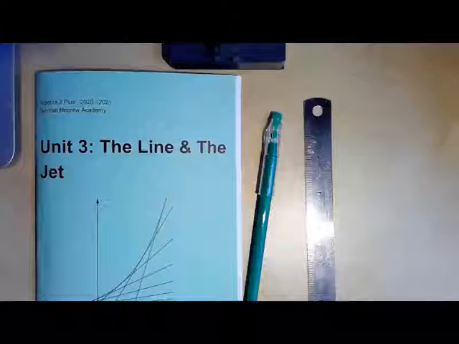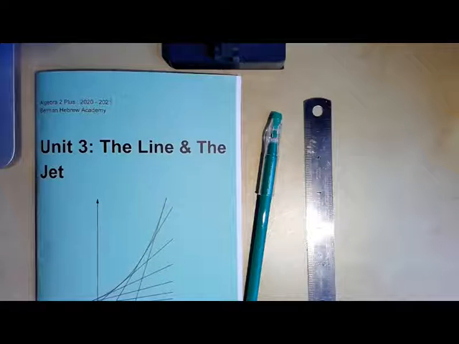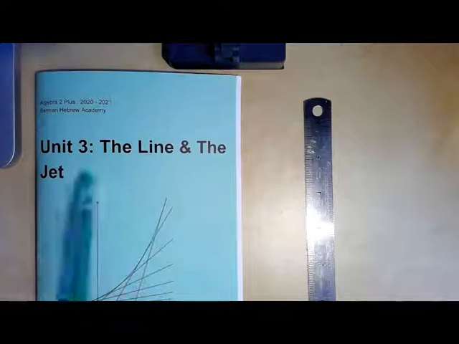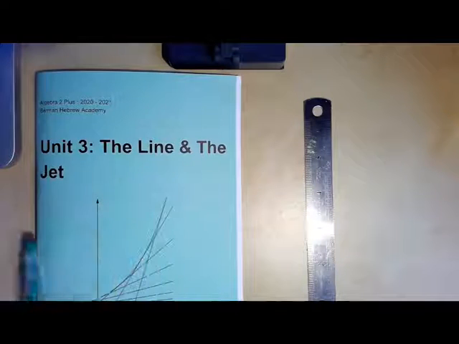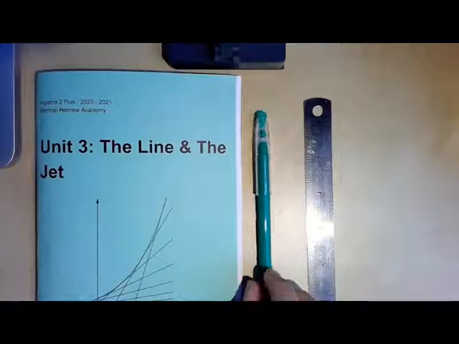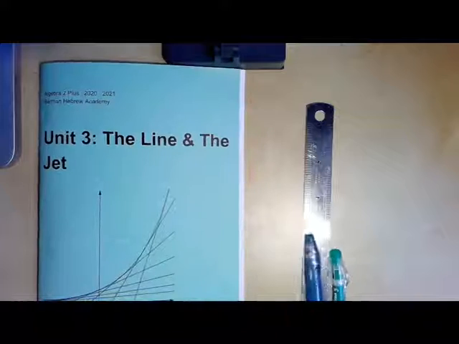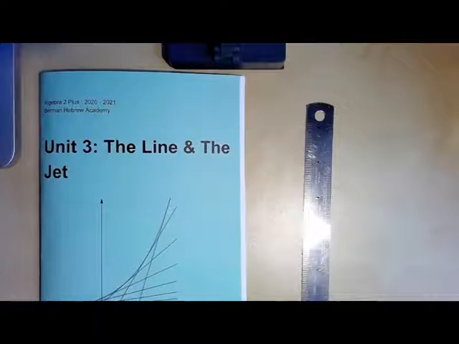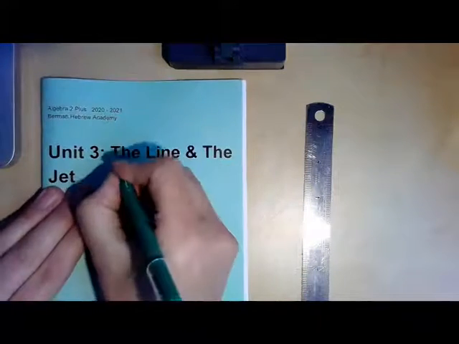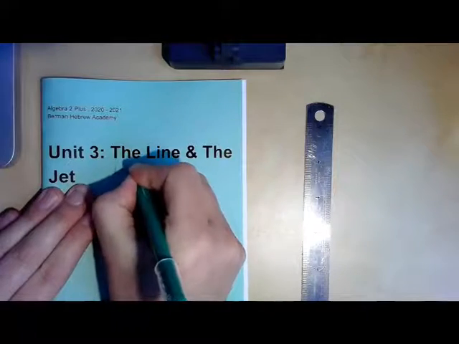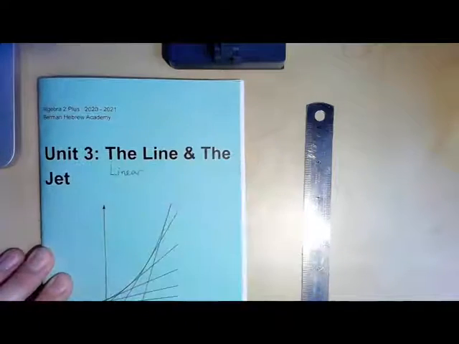Unit 3, the line and the jet. You're going to need your booklet, an erasable pen or pencil, and a ruler. Got it? Great. The line and the jet is an introduction to discussion of what are called linear or straight line equations and the jet or exponential equations.